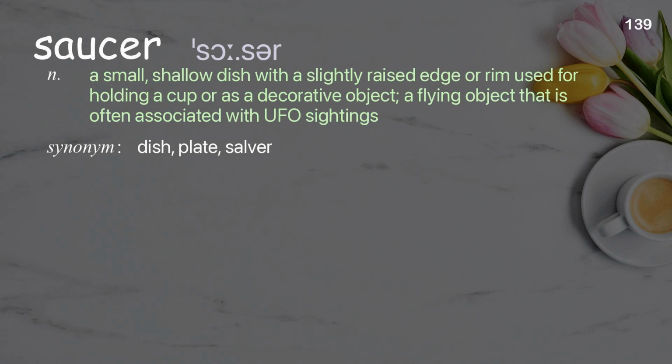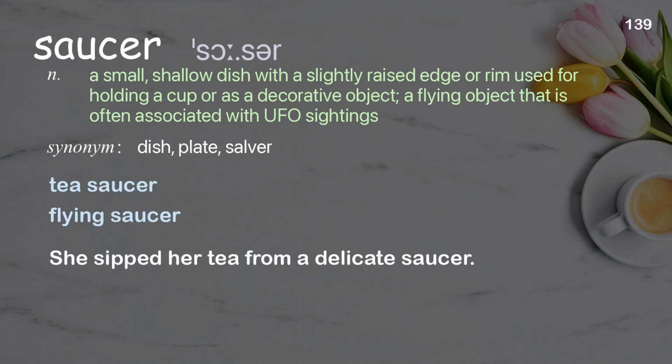Saucer. A small, shallow dish with a slightly raised edge or rim used for holding a cup or as a decorative object. A flying object that is often associated with UFO sightings. Examples: Tea saucer. Flying saucer. She sipped her tea from a delicate saucer.